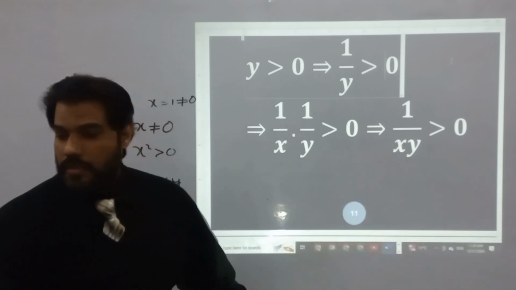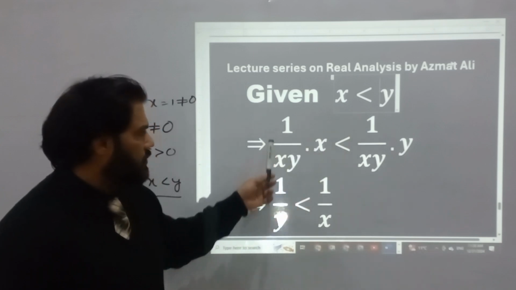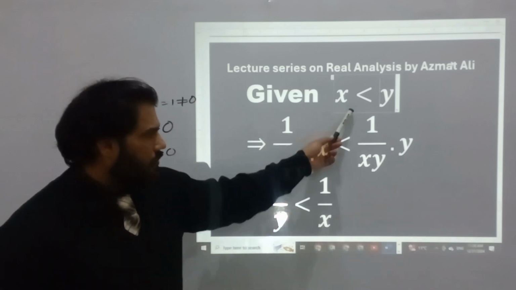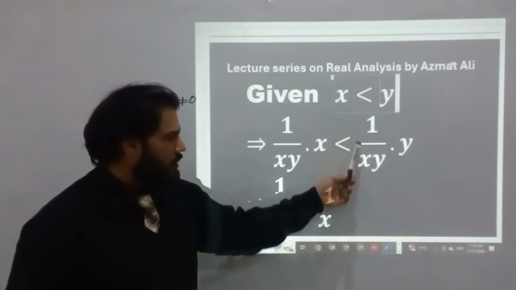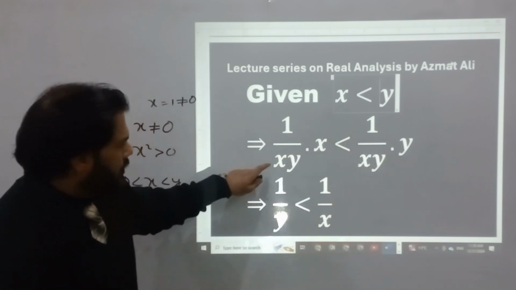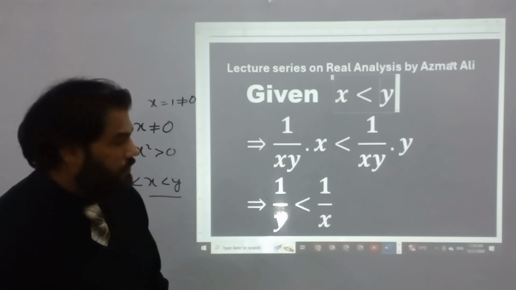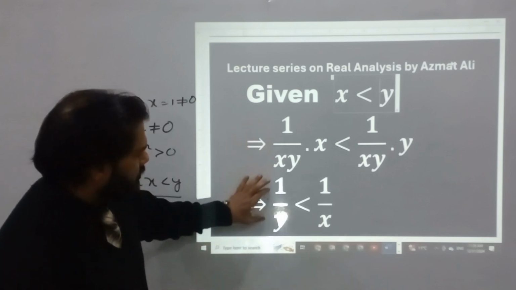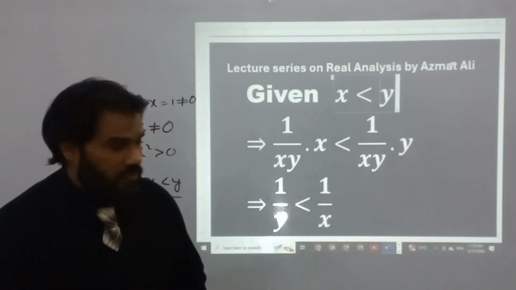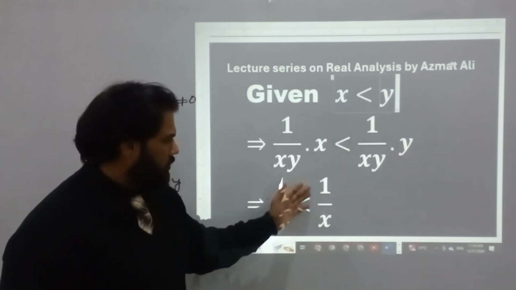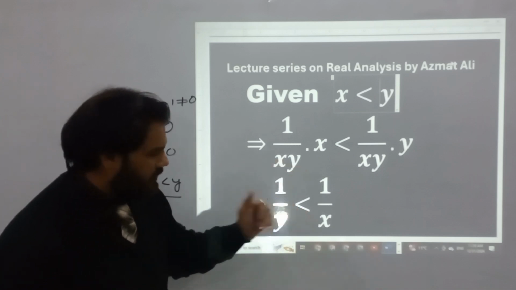So multiply on both sides of the inequality with 1 over xy. The sign of inequality will not reverse here. 1 over xy into x is less than 1 over xy into y. 1 over x and x are multiplicative inverses of each other, so this will become 1 over y, and similarly 1 over y and y are multiplicative inverses, so this is equal to 1 over x. This shows that 1 over y is less than 1 over x.